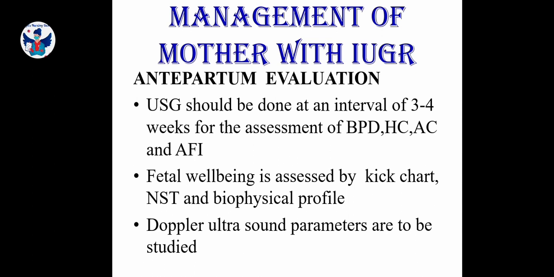That is biparietal diameter, head circumference, abdominal circumference and amniotic fluid index. Amniotic fluid index means the amount of amniotic fluid present in the amnion. So these things should be assessed at an interval of 3 to 4 weeks regularly. Next, fetal well-being is assessed by kick chart. Kick chart means the movements. They will be giving a chart and the mother has to mention how many times the baby is making movements inside the womb.